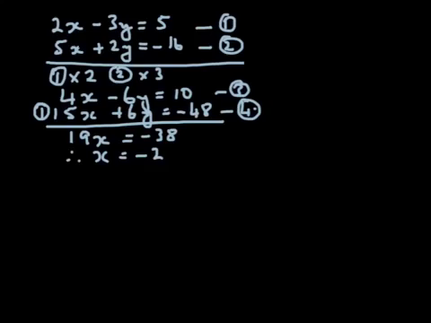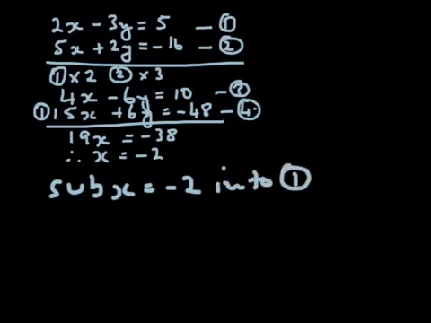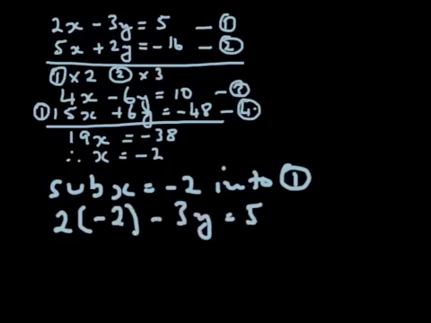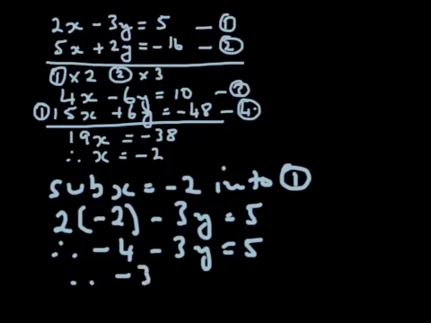Now all I need to do is find a value for y. And I think you know how to do that by now. So we pick the equation. Any equation will do, of course, but I'm going to pick equation 1 to substitute x equals negative 2. So 2 lots of negative 2 minus 3y equals 5. Tidying up, we get negative 4 minus 3y equals 5. Therefore, negative 3y equals positive 9. And therefore, y equals negative 3.